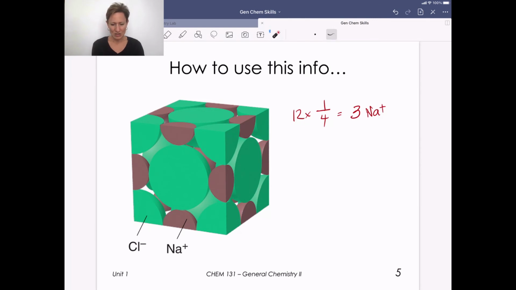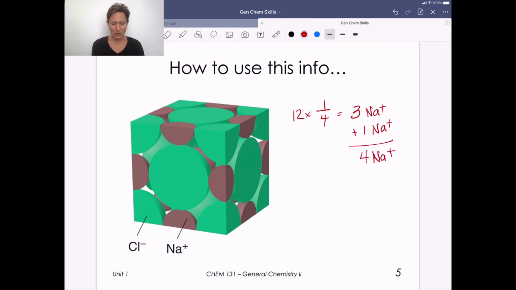Now, it's a little hard to see here, but there's one that lives in the middle. That would be made clear with some other pictures. But we've got one sodium cation that's in the middle. So I've got 4 sodium cations in this unit cell.